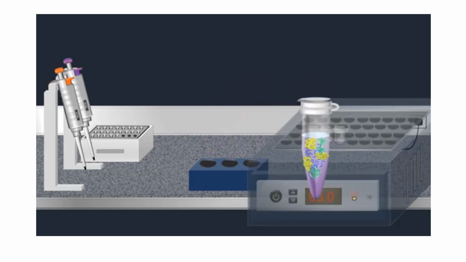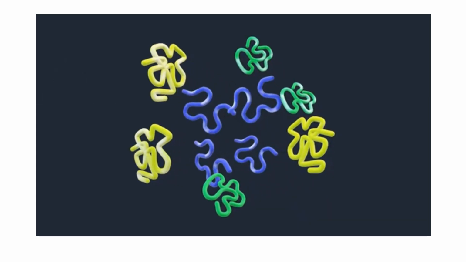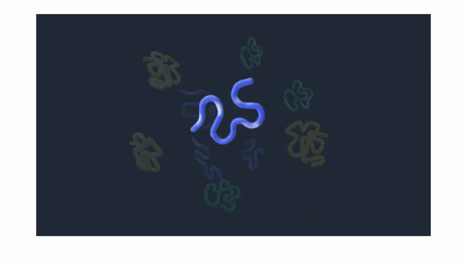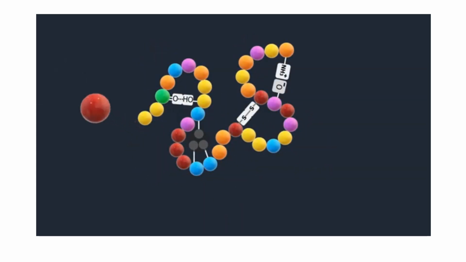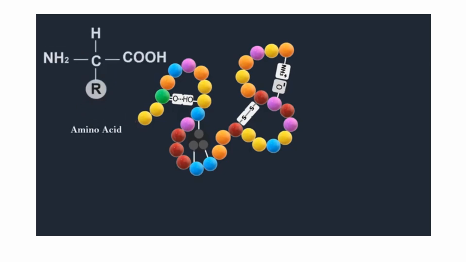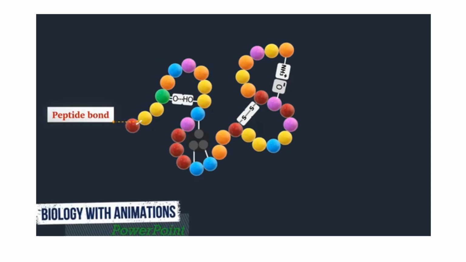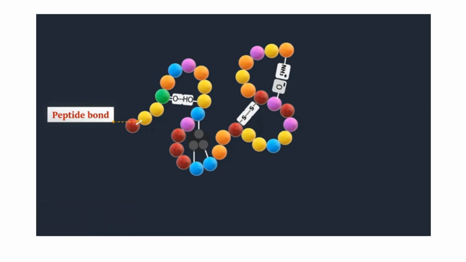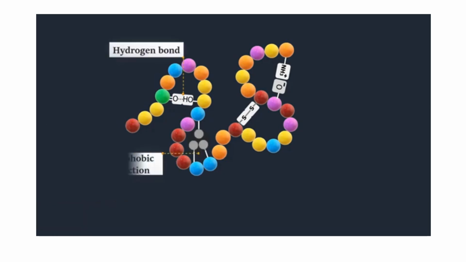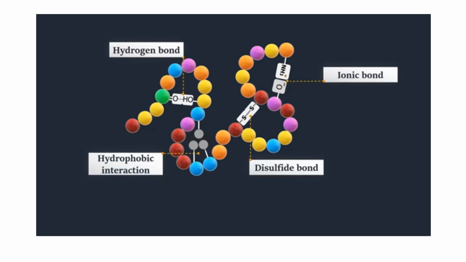Proteins are large biomolecules consisting of one or more long chains of amino acid residues. Amino acids are organic compounds that contain amine and carboxyl functional groups, along with a side chain. Proteins are formed by linking amino acids with peptide bonds and fold into one or more specific spatial conformations, driven by a number of interactions such as hydrogen bonds, hydrophobic interactions, disulfide bonds, and ionic bonds.